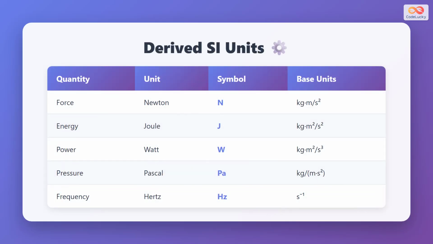In addition to the 7 base units, the SI system includes many derived units. These are combinations of base units that measure other physical quantities. For example, the Newton measures force and equals kilogram meter per second squared. The joule measures energy and equals kilogram meter squared per second squared. The watt measures power, the Pascal measures pressure, and the hertz measures frequency. All of these derived units are built from combinations of the 7 base units.